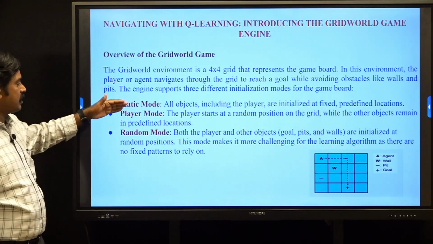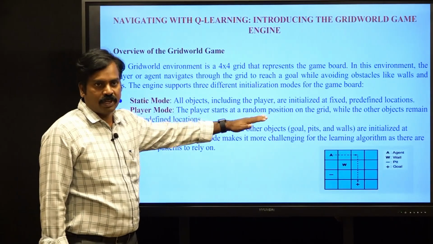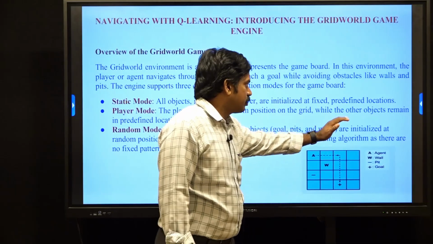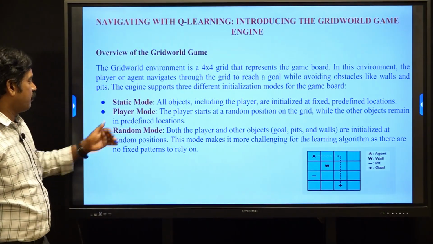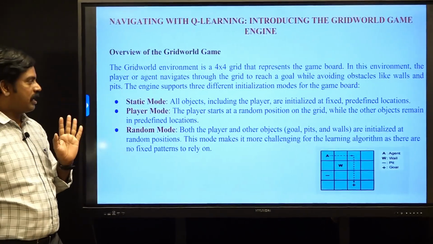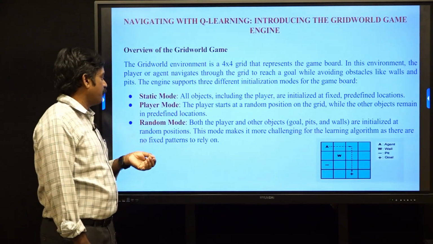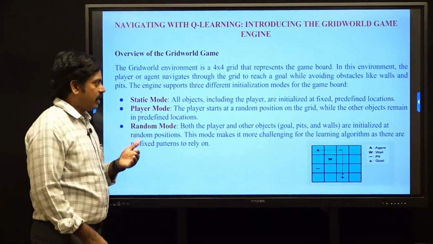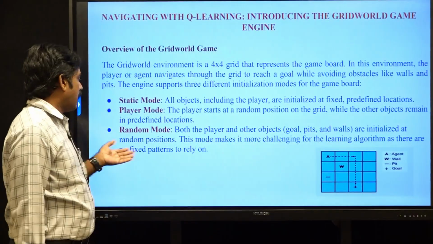If the Gridworld game is initialized in player mode, the player starts at a random position. The remaining objects, the environment objects, are fixed at predefined locations. In player mode, only the player starts at a random position. In random mode, everything, including the player, the goal, pits, and walls, is initialized at random positions.